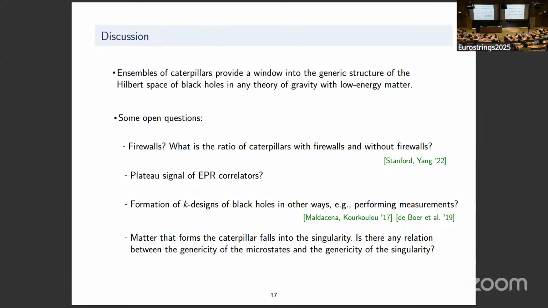There's also the issue of reproducing signals explicitly, like the signal of the left-right correlation function for some operator. That's non-trivial, whether the caterpillar saddle point is the dominant saddle point in that case. So it would be nice to get this kind of analysis done.